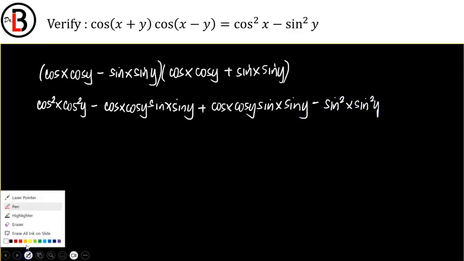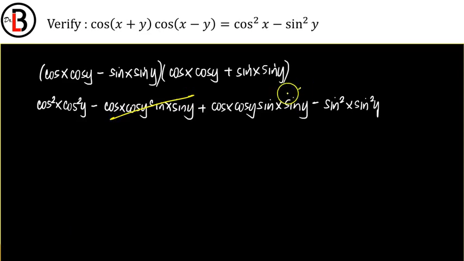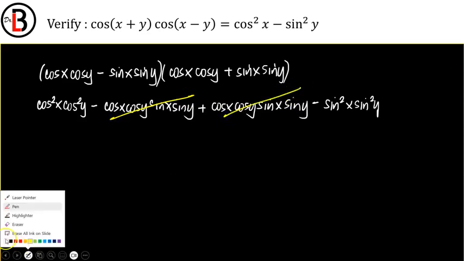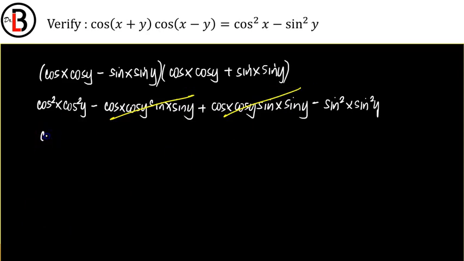So let's try to cancel what we can cancel. This one cancels out with this. They're basically just the opposites. So you have cosine squared x, cosine squared y, minus sine squared x and sine squared y. Now let's look back at the given. In the given, what you're trying to prove is cosine squared x minus sine squared y. So that means you don't need the cosine squared y. You don't need the sine squared x. All those with x have to be cosine. All those with y have to be sine.